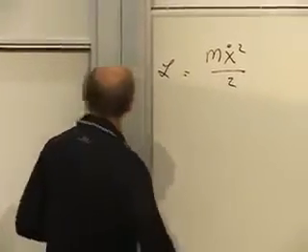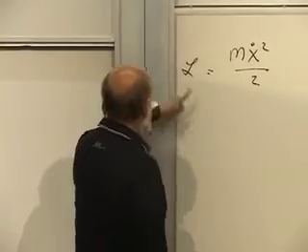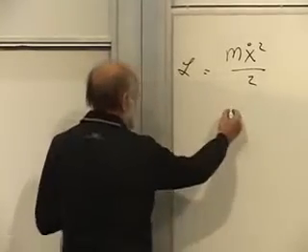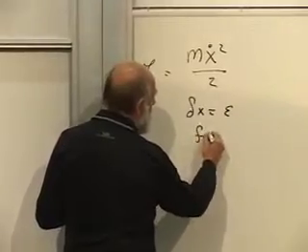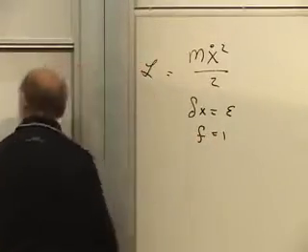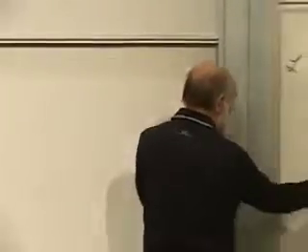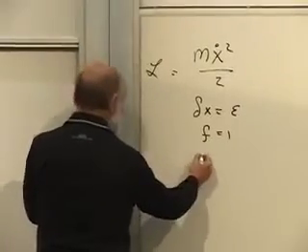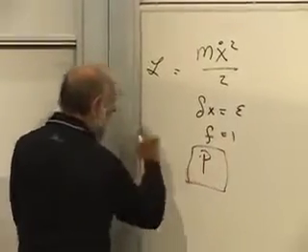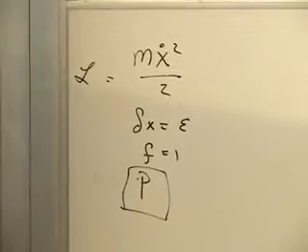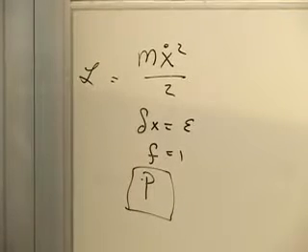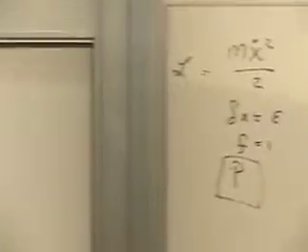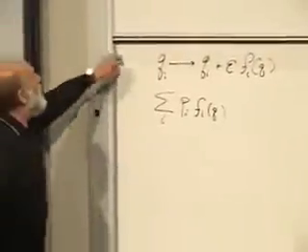If this is the Lagrangian, then let's just go through it. The delta x is just equal to epsilon. That means f is equal to 1. And the conserved quantity is just p. Just p, momentum. So sometimes it can be that the conserved quantity really is momentum. Other times it may not be. All right. So let's go back now.